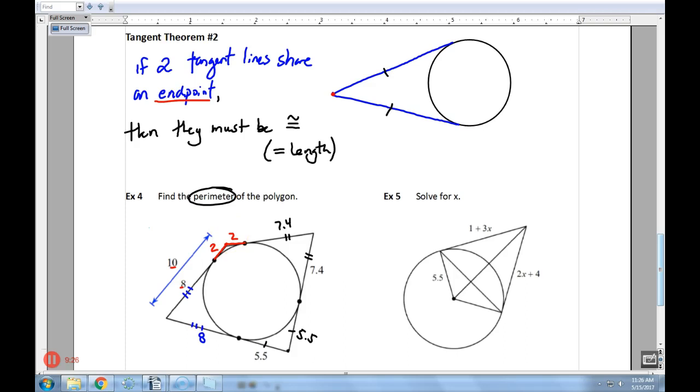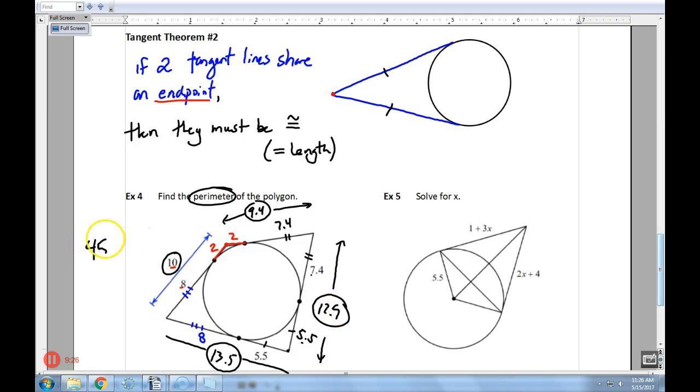So now I should be able to add up the perimeter all the way around. Let's see what I got. I got over here, I got 9.4 for that side. Here I have 10. Coming this way, I have 13.5. And then coming this way, I add these two up, so that's 12.9. So now I add up all those guys all the way around, and I believe that comes out to be 45.3 when it's all said and done.